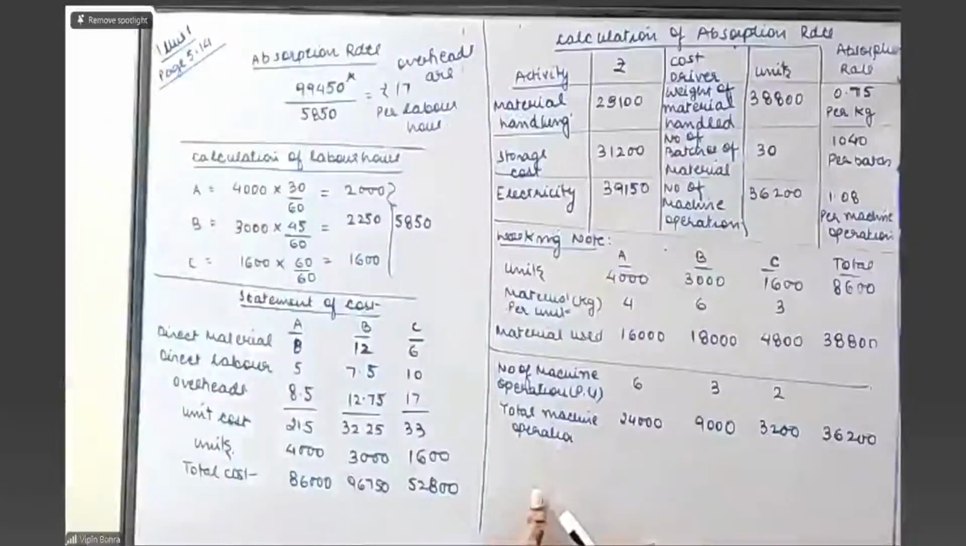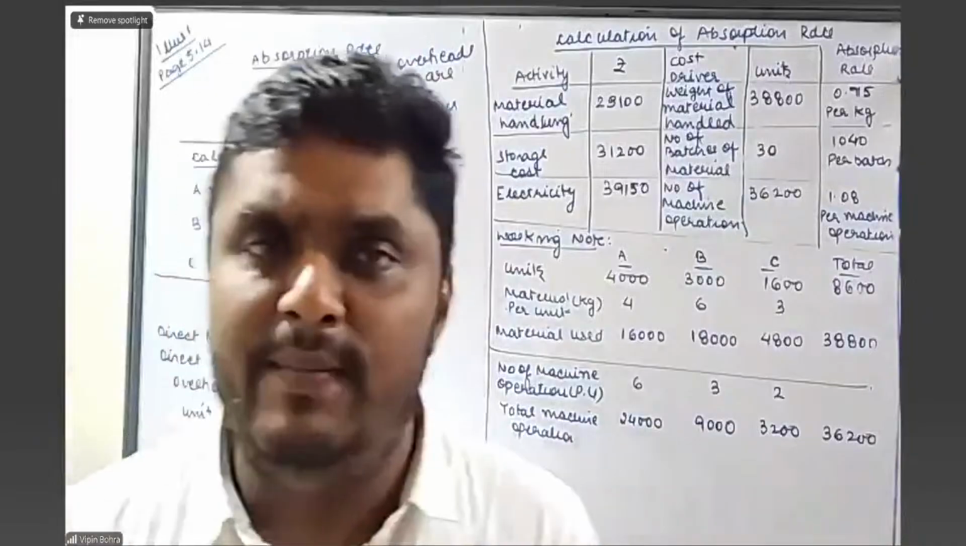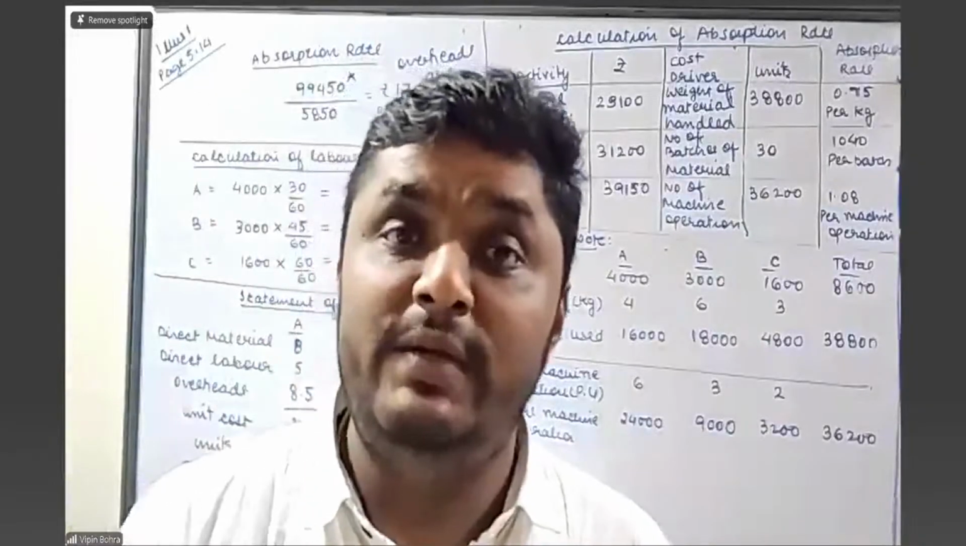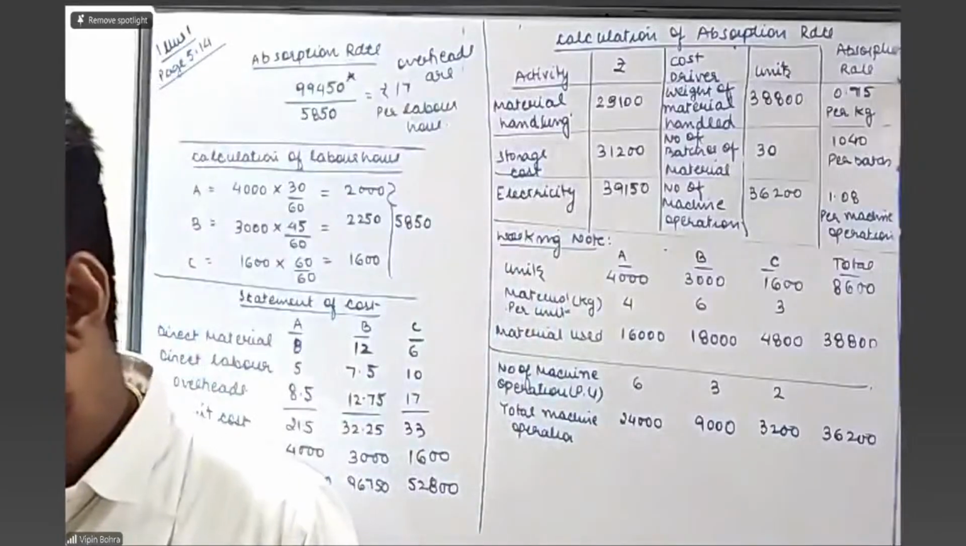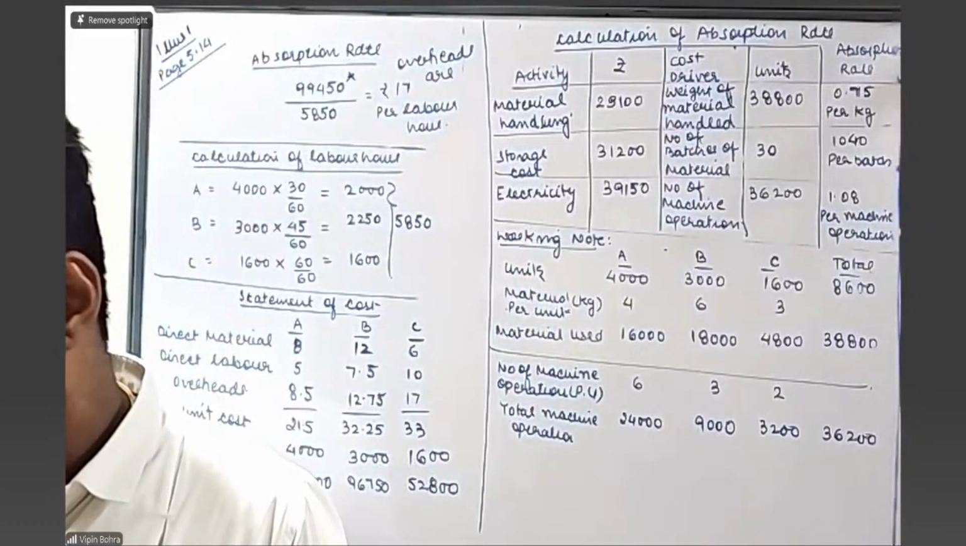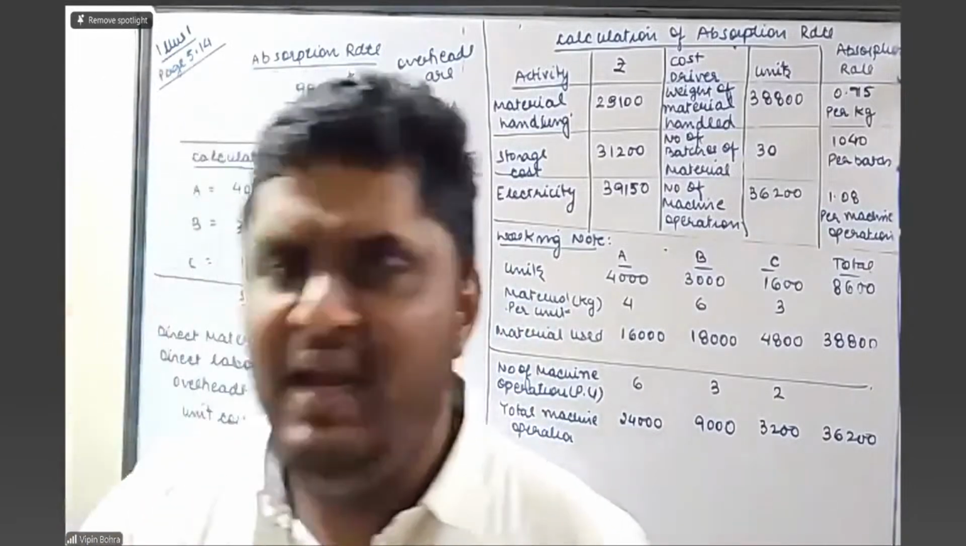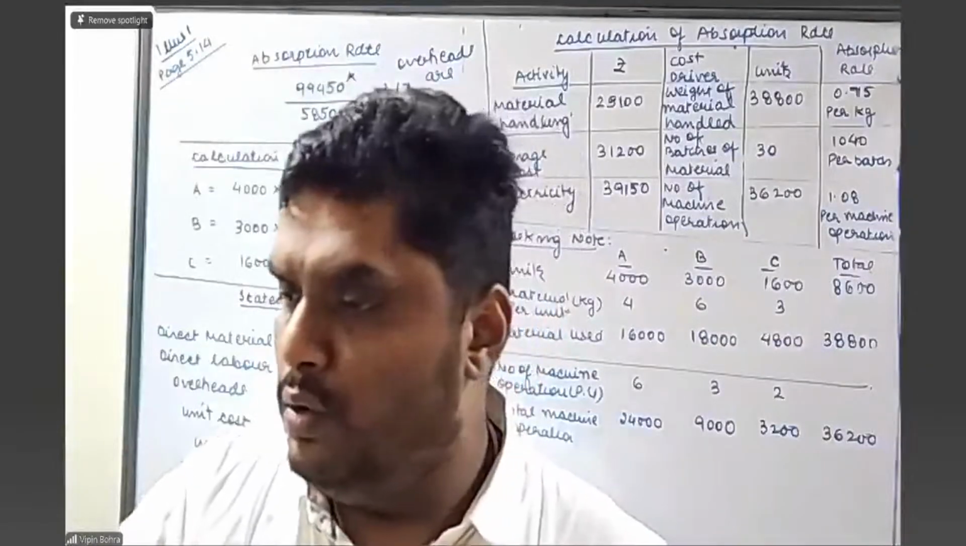So we are done with this calculation. Anyone want to copy this part? You can please copy, giving you 2 to 3 minutes time. Thereafter, we will start with the statement of total cost as per activity-based costing. We can take 2 to 3 digits. It's up to you.